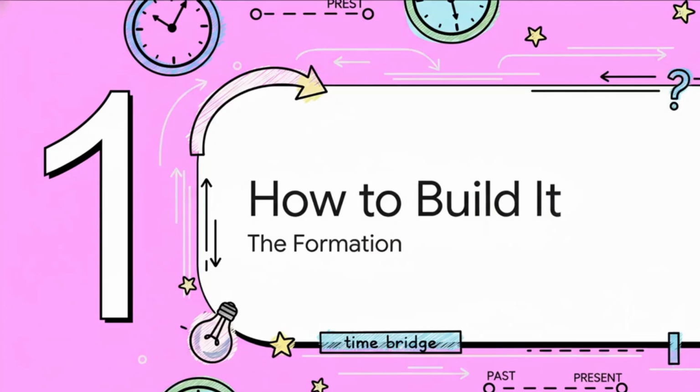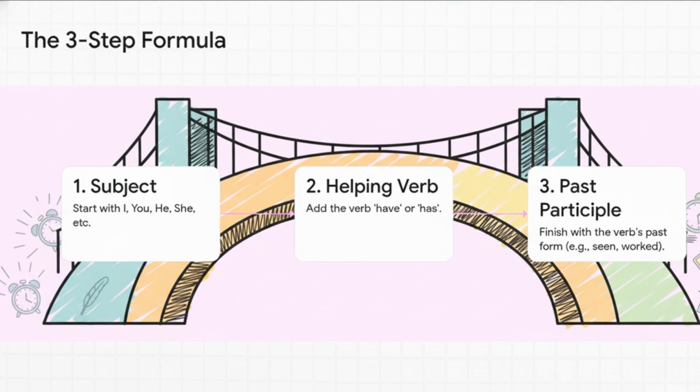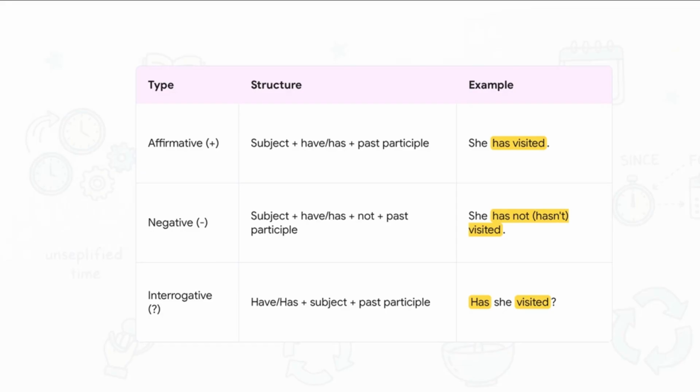Okay, but before we can go walking across this cool time bridge, we kind of need to know how to build it, right? Well, the good news is the formula for it is surprisingly simple. It's just a reliable 3-step process. No sweat. It really is like a simple recipe with 3 ingredients. First, you start with your subject. I, you, she, they, whatever. Next, you add the magic helping verb, which is always going to be have or has. And then you finish it off with the past participle of your main verb. Words like seen, gone, or worked. That's it. Subject, helping verb, past participle. Every single time.